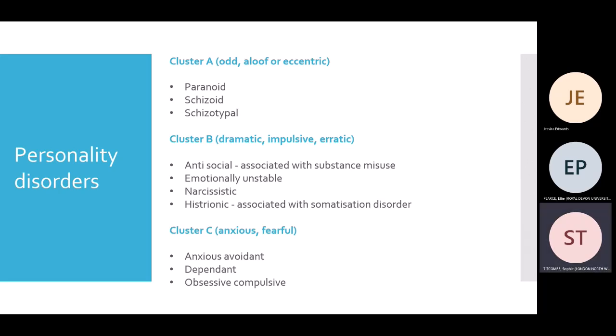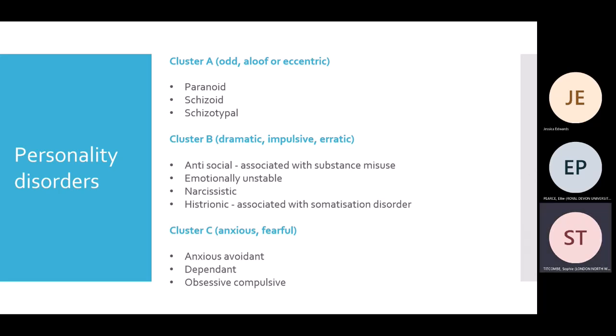Cluster B is often referred to as the dramatic, impulsive, and erratic personality types. So these include our antisocial personality disorder, emotionally unstable, narcissistic, and histrionic. It's just worth noting that there are some correlations between particular personality disorders and other issues. So antisocial personality disorder is associated with substance misuse, and our histrionic personality disorder is associated with somatization, which we'll come to talk about later in this presentation.